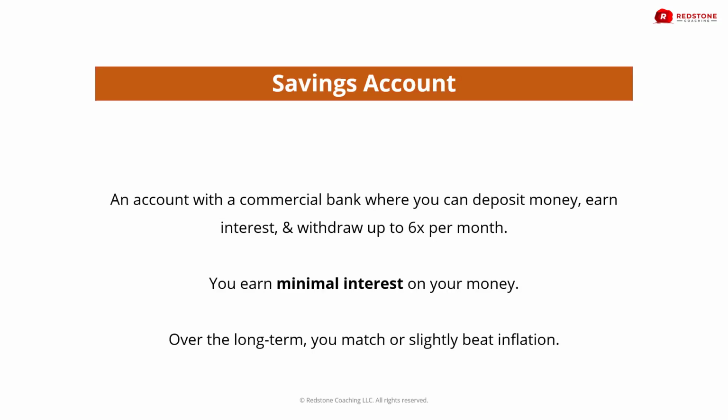All right, so now let's talk about a savings account. And a savings account is also an account with usually a commercial bank, or it may also be with a credit union or something else, where you can deposit money, earn interest, and there's a federal limit. So this is a limit set by the government that you can only withdraw up to 6 times per month. So the reason for this is if you're moving money to a bank into a savings account, because they're limiting it to only 6 withdrawals per month, that money becomes more stable.